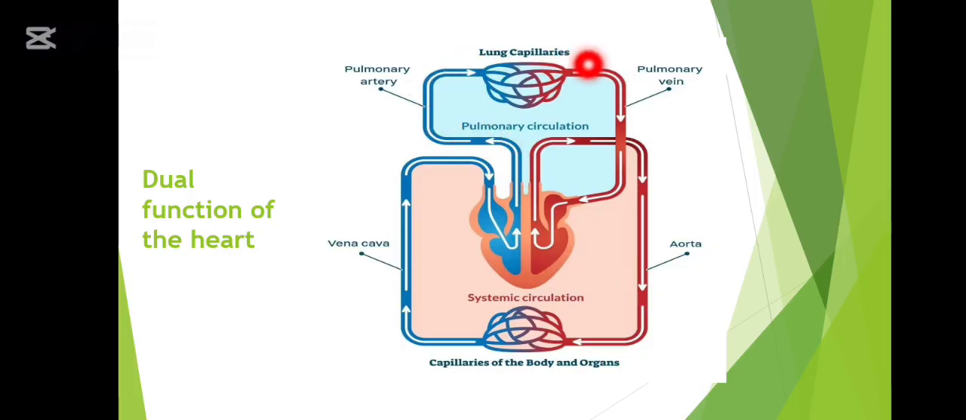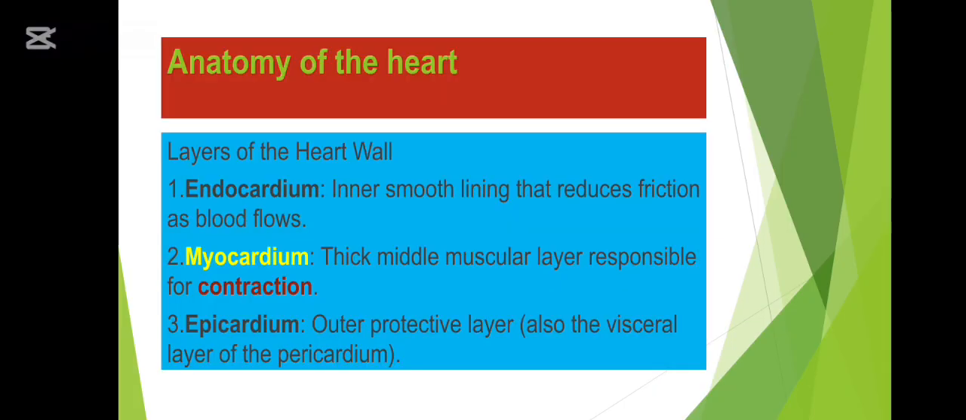Then from the lungs, it enters the heart using the pulmonary vein. Then it goes into the atrium, into the ventricle, and then from the ventricle it is pushed into the aorta. Then the aorta distributes it to the rest of the body. This is how this circulation is. So the dual circulation is because it involves the transmission of oxygenated as well as deoxygenated blood.